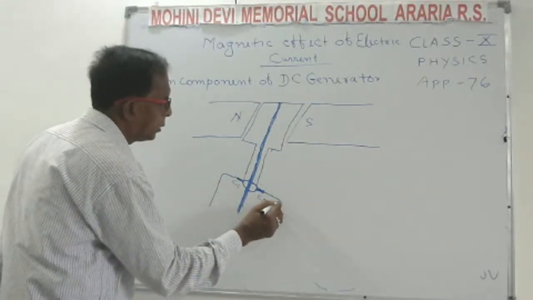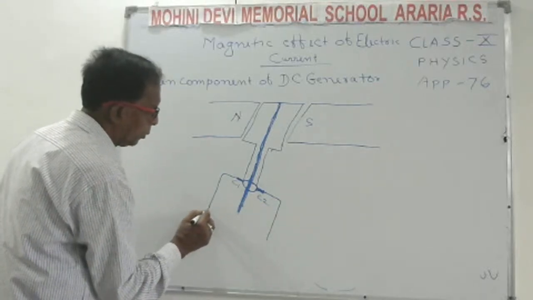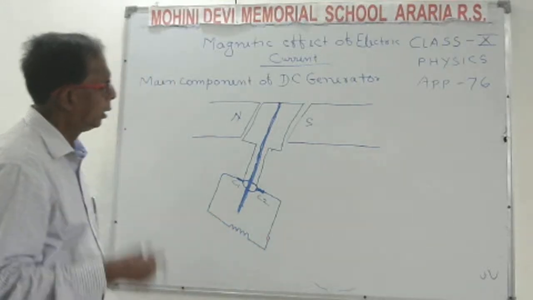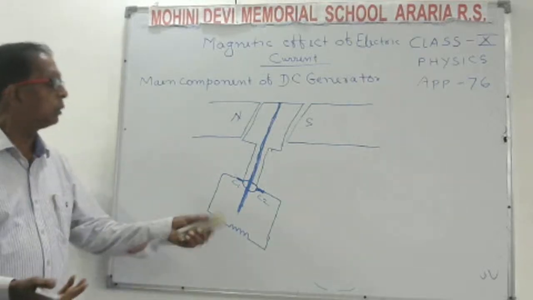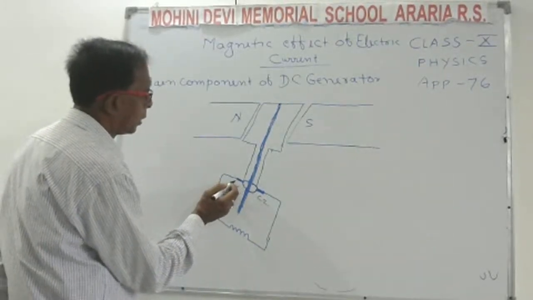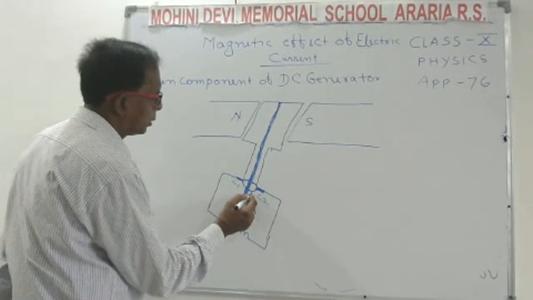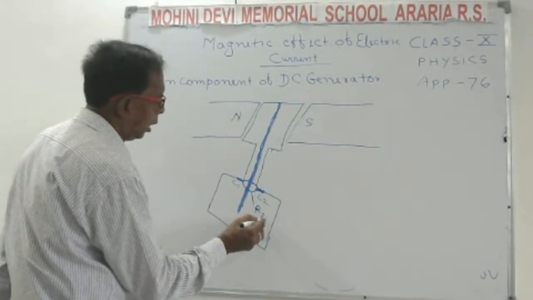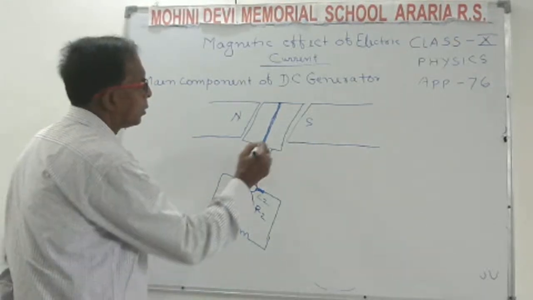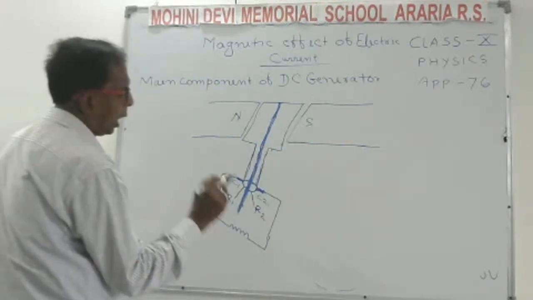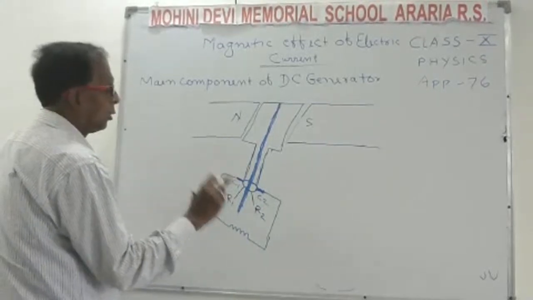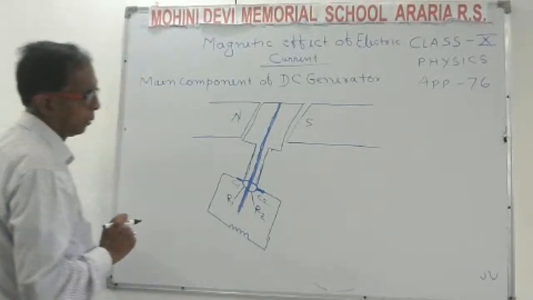And the carbon brush is connected with a load. Load is indicated like this. It may be a bulb, it may be a fan, it may be anything, AC, anything; here is the load. And these are carbon brushes C1 and C2, and these sleeves are R1 and R2, half sleeves. The R1 and R2 half sleeves are in contact with the C1 and C2 carbon brushes.